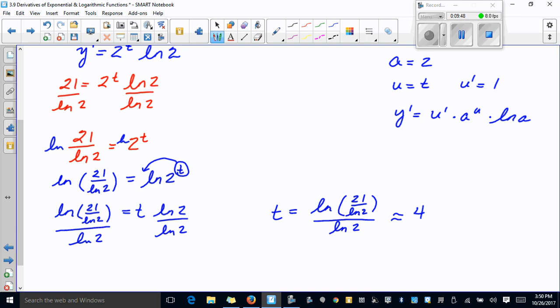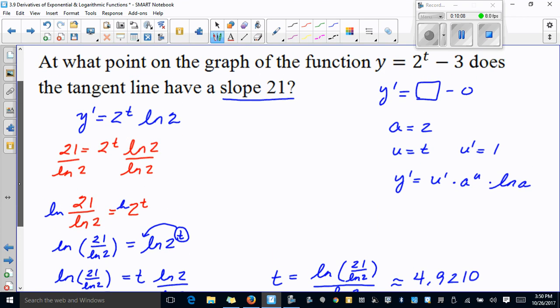So when is the slope 21? When t equals 4.92. There you go. In all reality, I would even prefer this over this one here, unless you had to do more with it. Okay, let's try another one.